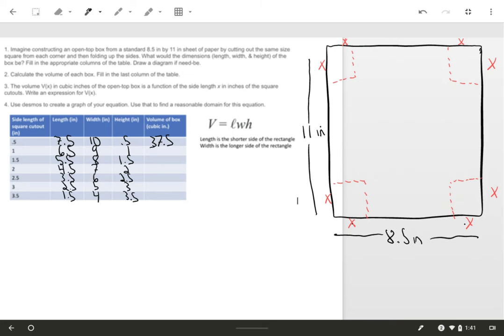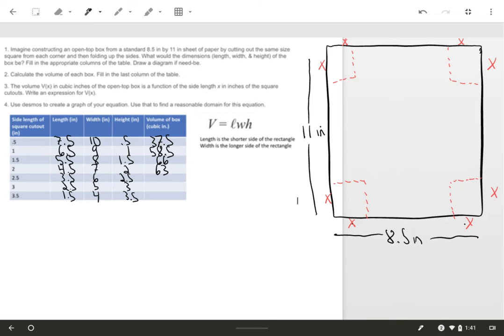It's going to be 58.5. Then we have 5.5 times 8 times 1.5. It's going to bring me up to 66. Okay, then we have 4.5 times 7 times 2. It's going to be 63.